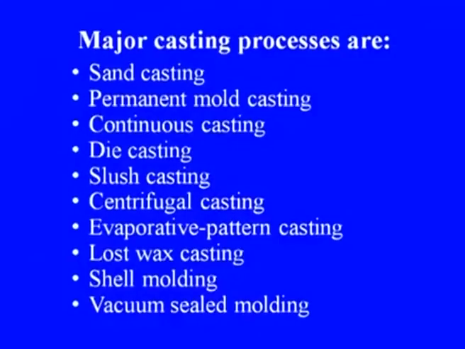Major casting processes are sand casting, permanent mold casting, continuous casting, die casting, slush casting, centrifugal casting, evaporative pattern casting, lost wax casting, shell molding, vacuum sealed molding, etc. Molding. Molding is commonly used term in plastics, which is also a net shape process.